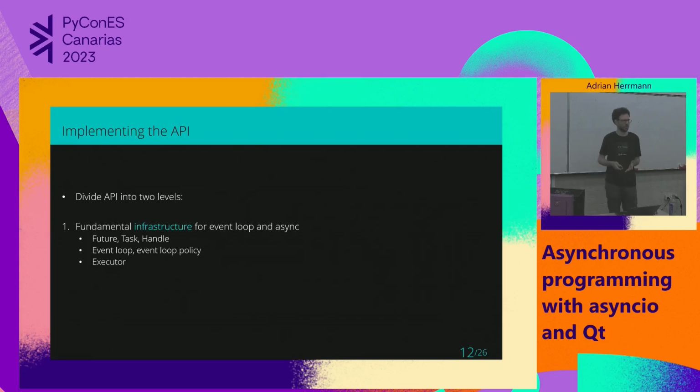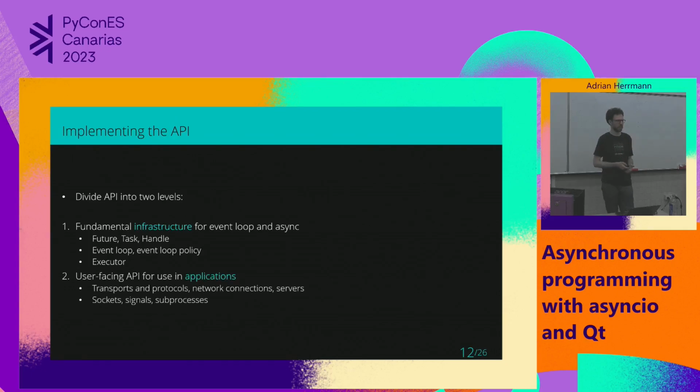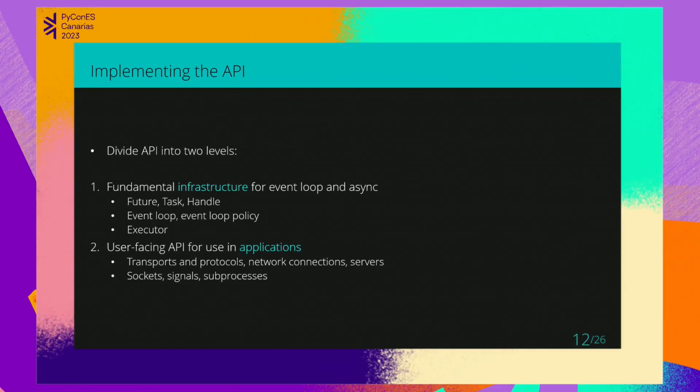This is the fundamental infrastructure. And then we've got a user-facing API. If you want to write a program that does anything actually useful with AsyncIO, you're going to want to use this part of the API. Here we've got network stuff, and also stuff for sockets, signals and subprocesses. This is what we want to use when we write a program. But the meat of this talk is going to be the infrastructure, because without it, nothing goes. It's the fundamentals. We need this to do anything at all. So this is what I've been working on, and I'm going to introduce these classes now.